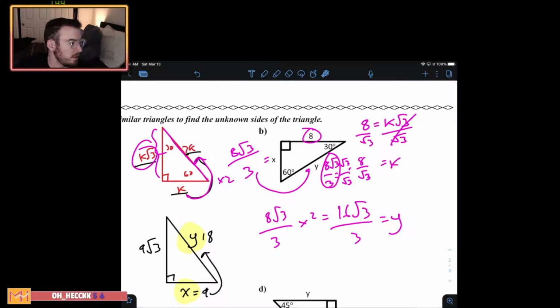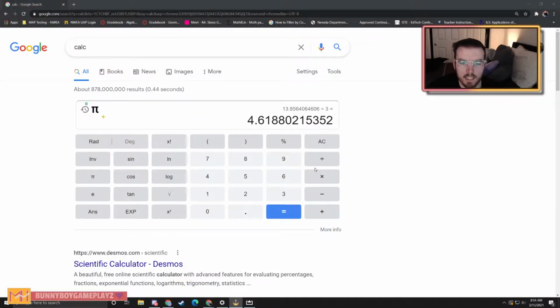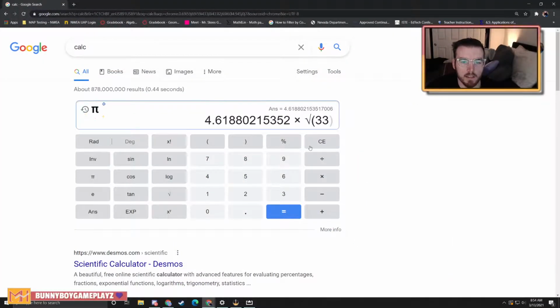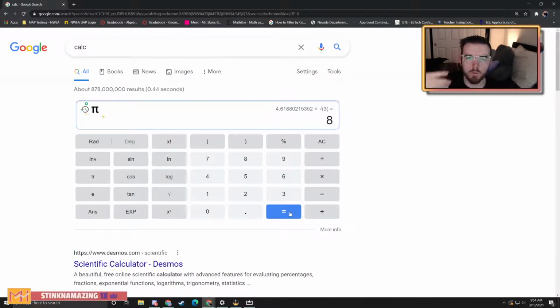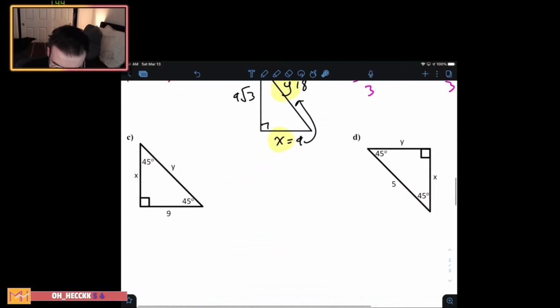Check it out. If I take this and multiply by root 3, it gives me 8. That messy fraction when multiplied by root 3 simply equals 8, and that's what we wanted. Hopefully I'm making sense there. We'll see it again here in a sec.